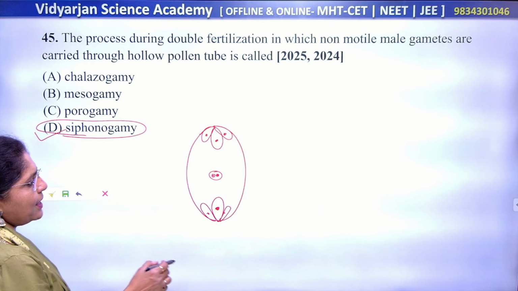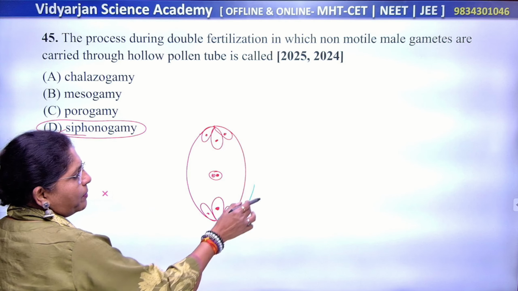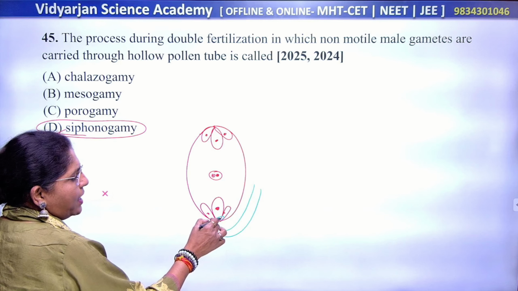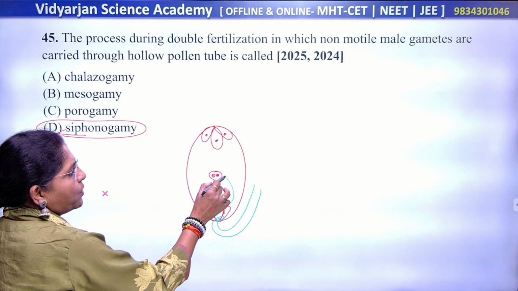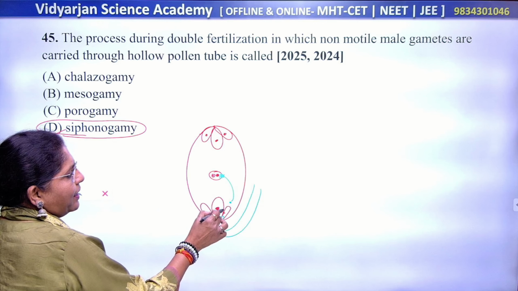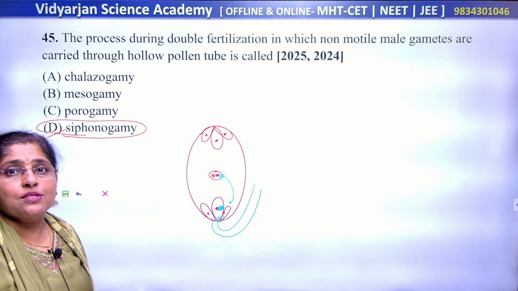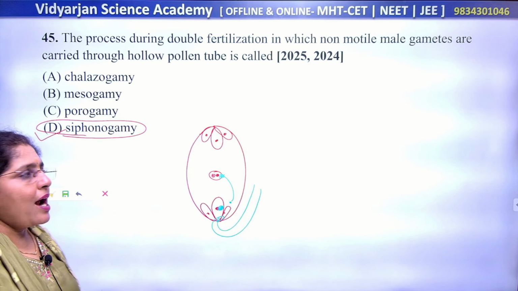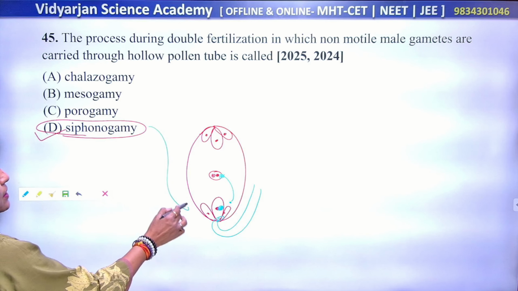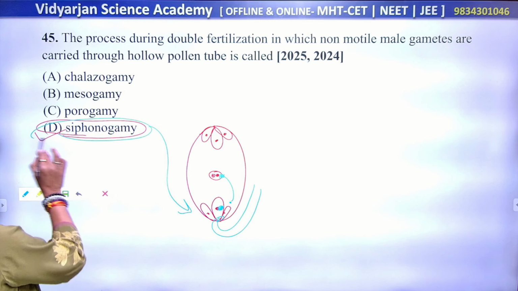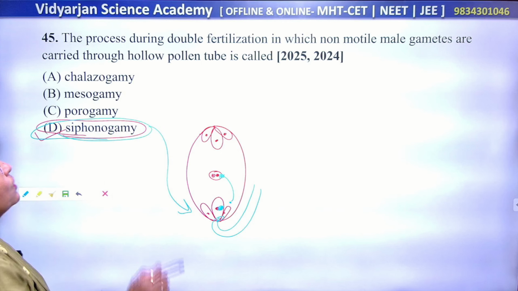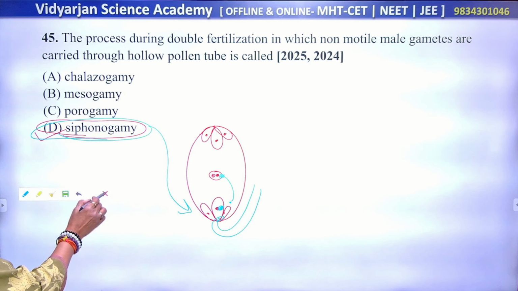What is double fertilization? When the pollen tube is entering here, one of the male gametes is going to unite with this one, and another male gamete is going to unite with this one. This is called double fertilization, and this is the term which is used here, syngamy. What is the answer here? D is the correct answer.